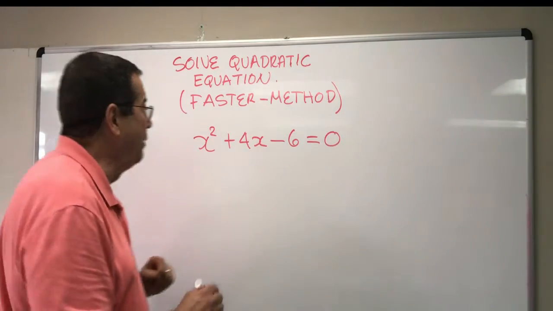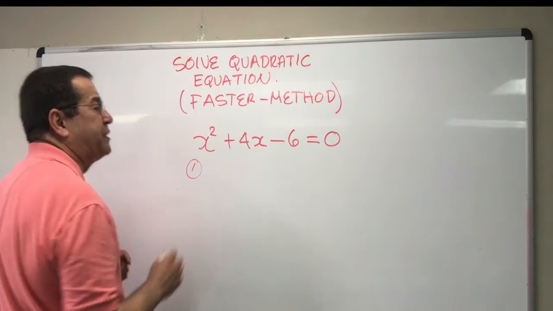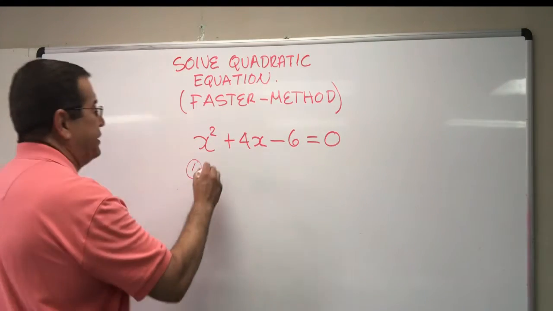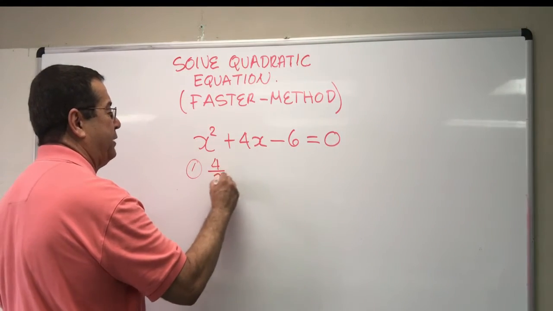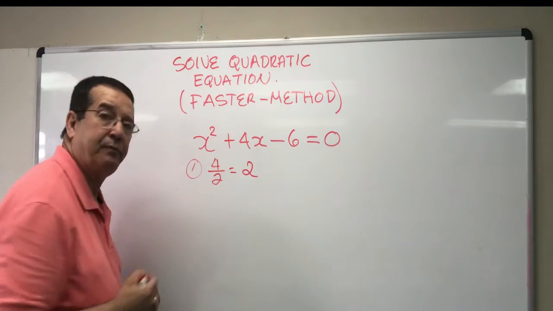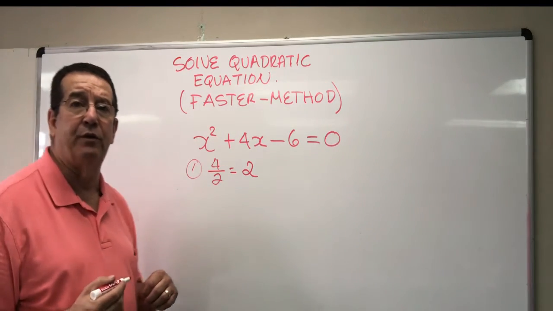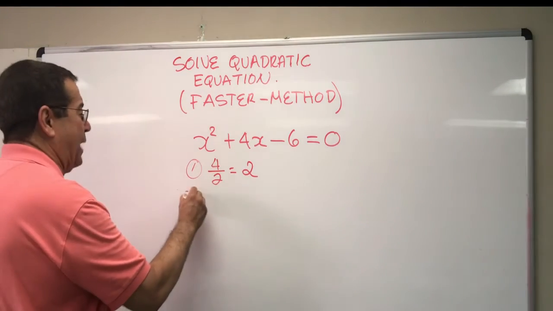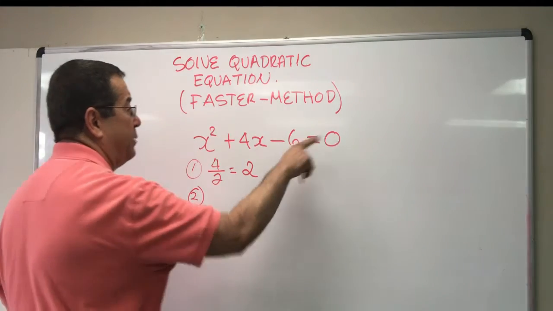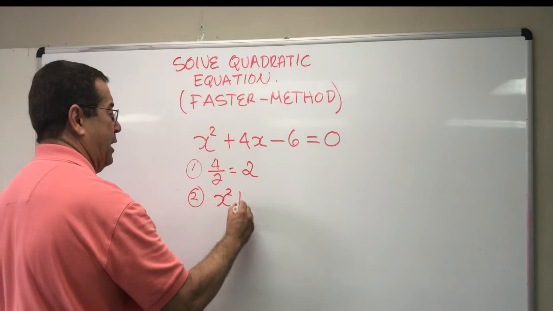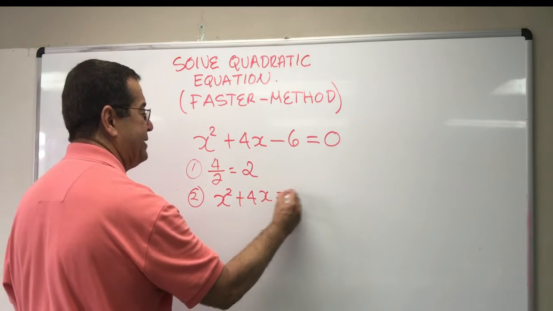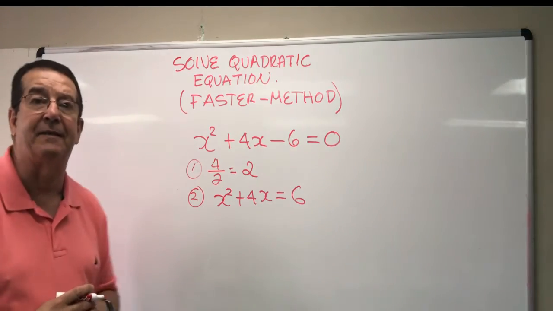Number one, I select the coefficient of the variable x, and I always divide it by 2, and it's going to be 2. This is the coefficient of the variable. Okay? The second step is you move the constant number to the other side. It's x squared plus 4x equals 6, and I move the 6 to the other side.